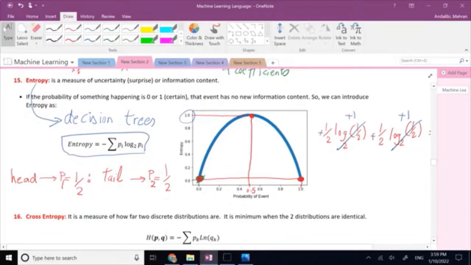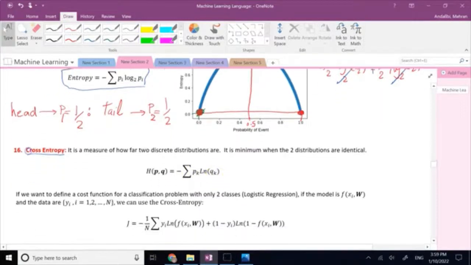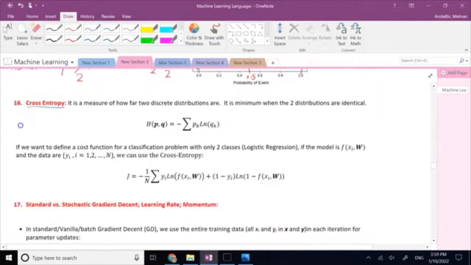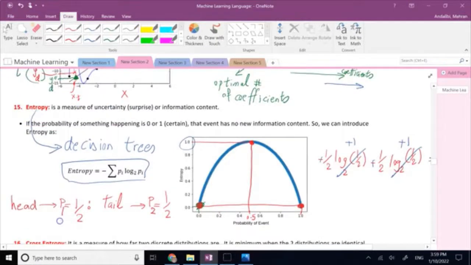In the beginning of the next video, you'll see me talk about cross entropy, and we also use the idea of entropy over there, but between different types of variables with P and Q probabilities, and you'll see that this is the kind of thing that I can use in logistic regression. So this idea of entropy is very useful and common in machine learning.